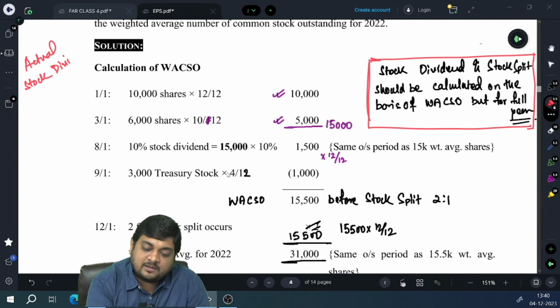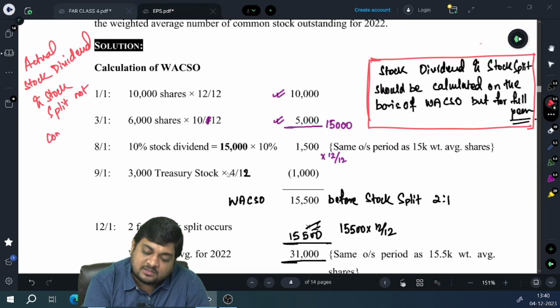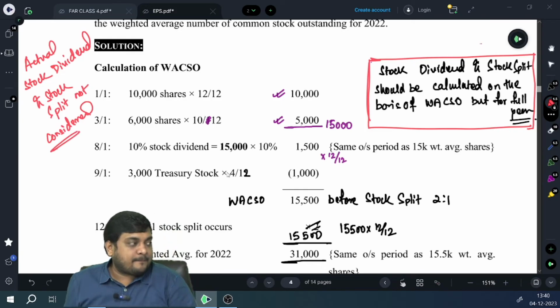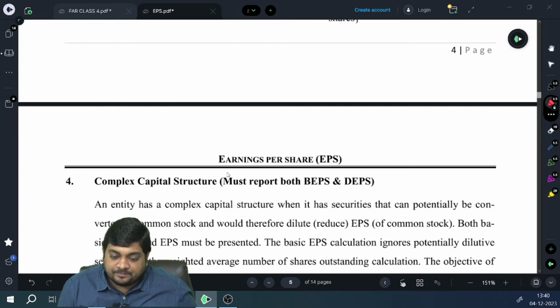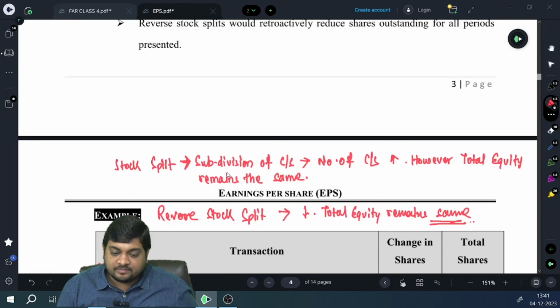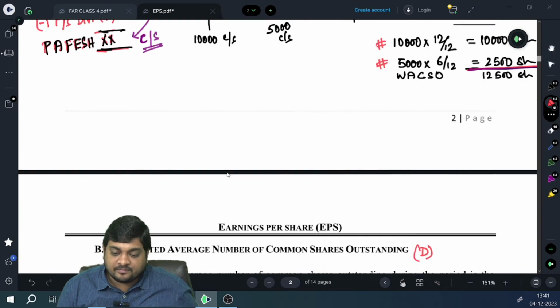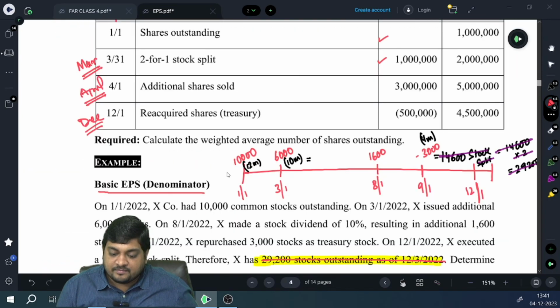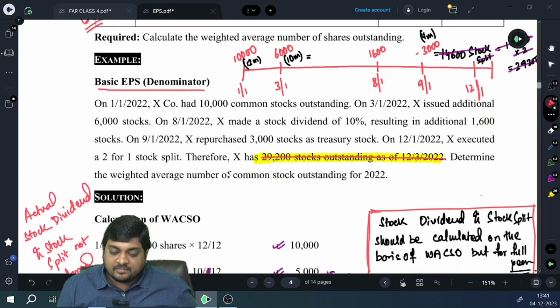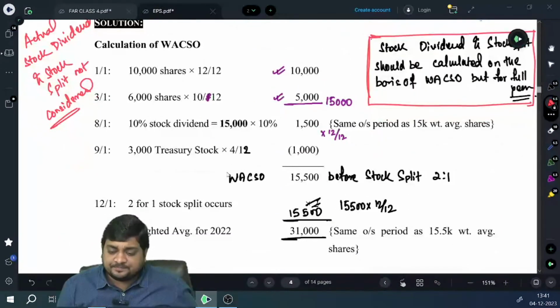Stock dividend, stock split not considered. Okay. I guess this is absolutely fine.